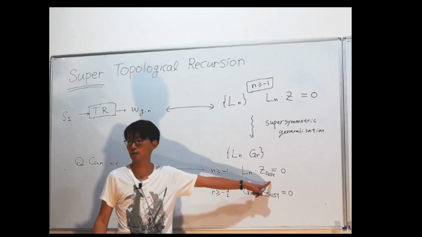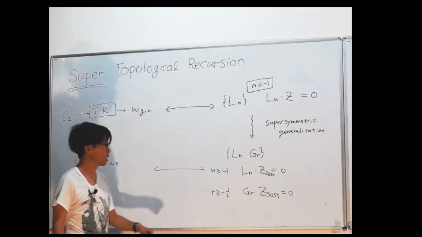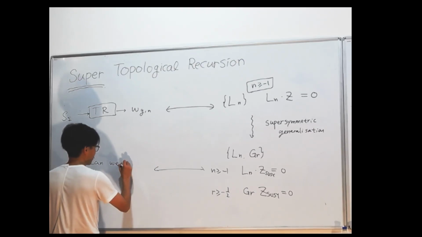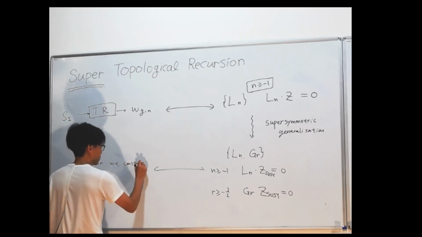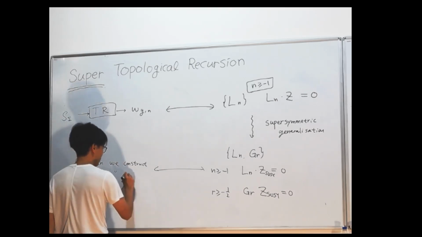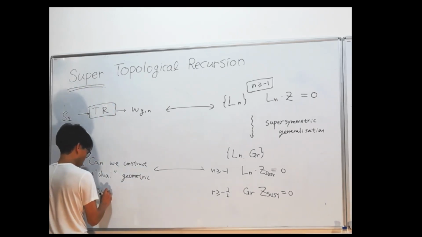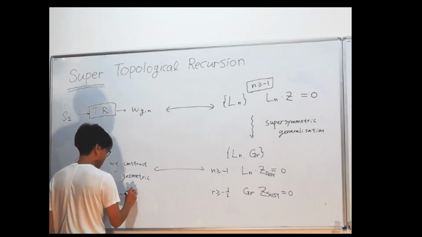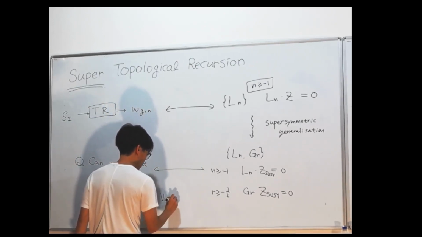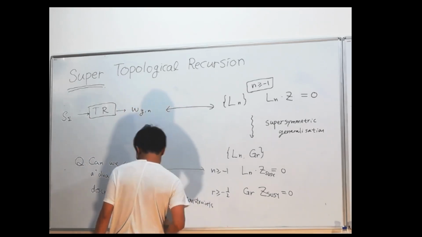And the answer is yes, and that is what I'm going to show in the rest of the talk and tomorrow. And if you find that, then the question is, can we construct a dual geometric description of this super Virasoro constraint?